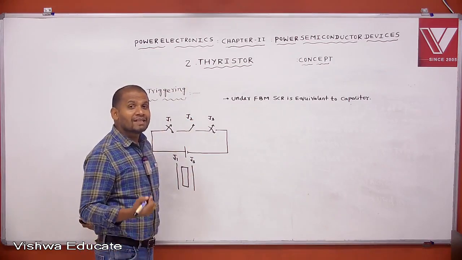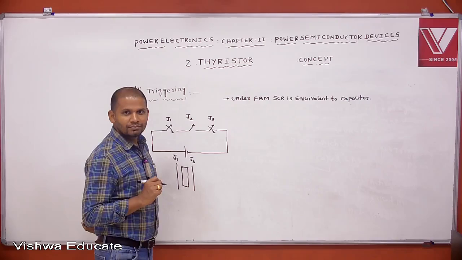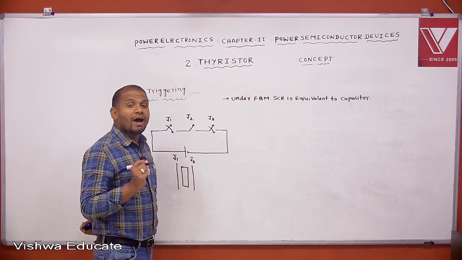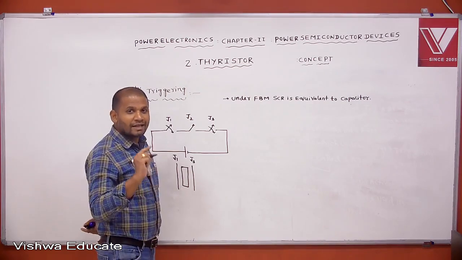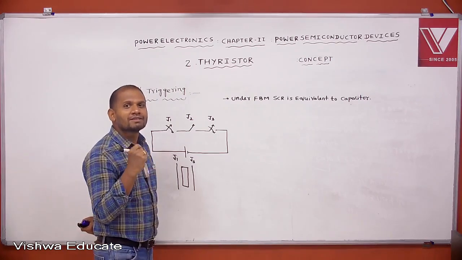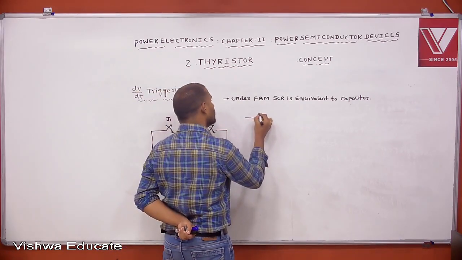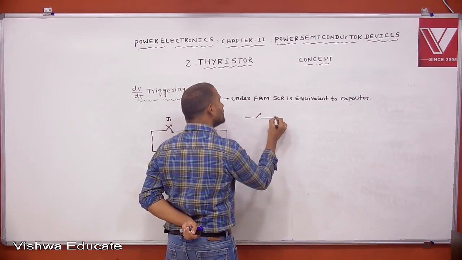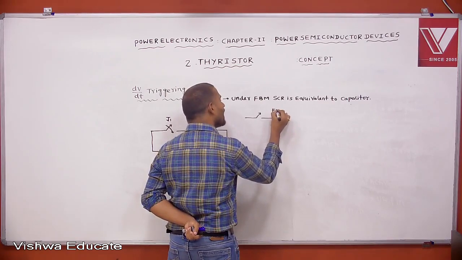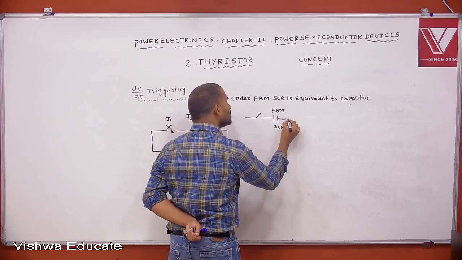Now, once it acts as a capacitor, we know the property of a capacitor. A capacitor cannot allow sudden change of voltages, which means suddenly the capacitor acts as a short circuit. For example, this is SCR. Initially SCR is under forward blocking mode. Under forward blocking mode, SCR acts as a capacitor.